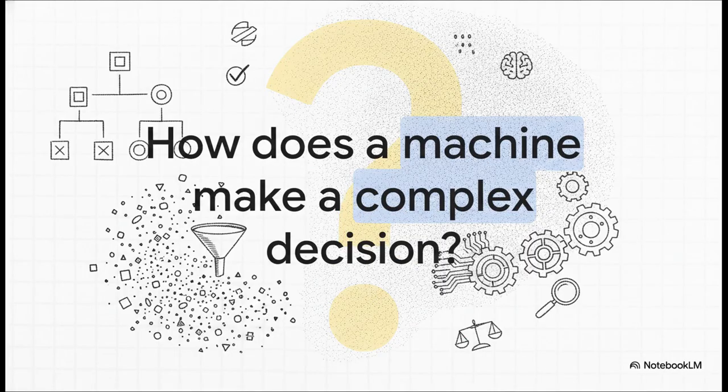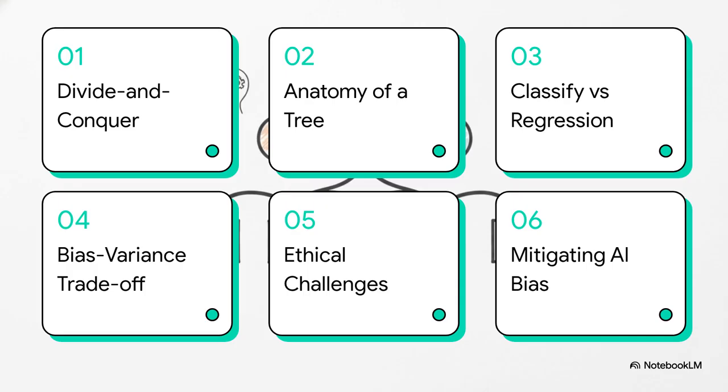So, I want you to think about this for a second. How exactly does a machine, built purely on code and cold mathematics, make a complex decision that actually rivals human logic? How does an algorithm look at an absolute mountain of raw data and confidently make a concrete choice? Okay, let's dive into this.